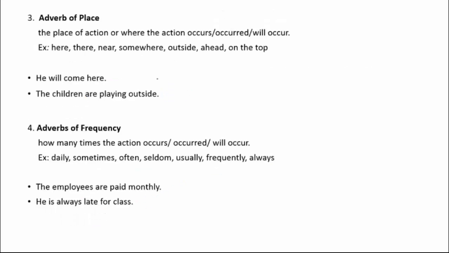Okay. Next is the adverb of place. Adverb of place is the word which shows the place of action, or where the action occurs or has occurred or will occur. Like here, there, near, somewhere, outside, ahead, on the top. It tells us about the place where something is done or happens. We use it after the verb or the object or at the end of the sentence. For example, he will come here. The children are playing outside. It usually answers the question where.